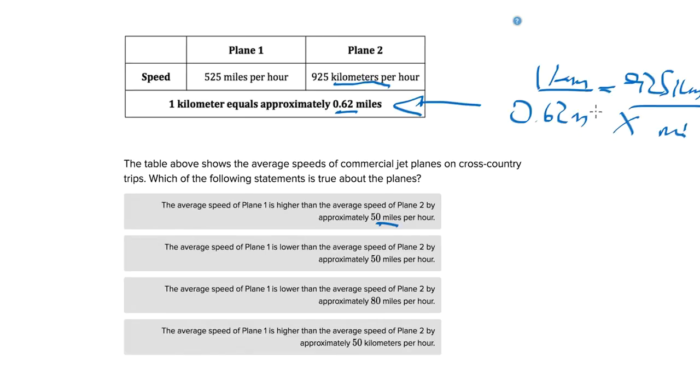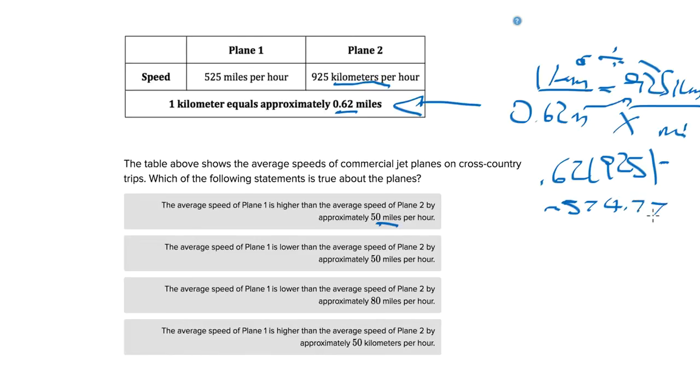So what we want to do is multiply 0.62 times 925 across and then divide by 1. Since we're dividing by 1 for a cross multiplication here, this is the same as just multiplying 0.62 times 925. And this should give us how many miles there are. Now, that should evaluate to somewhere around 574.77, rounded up a little bit.